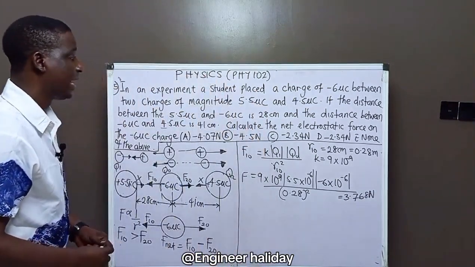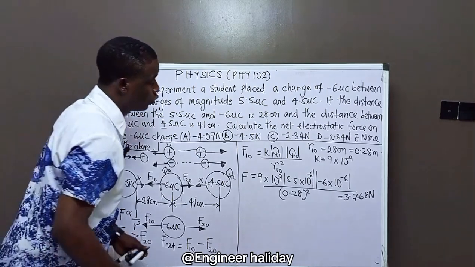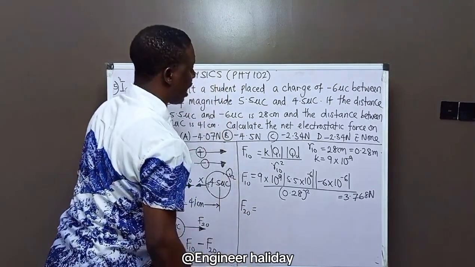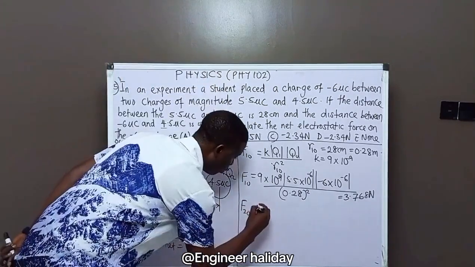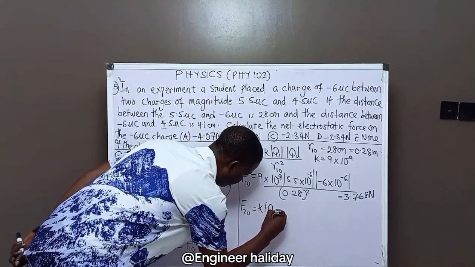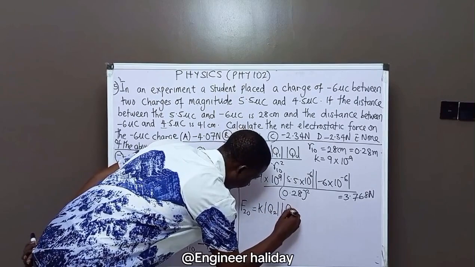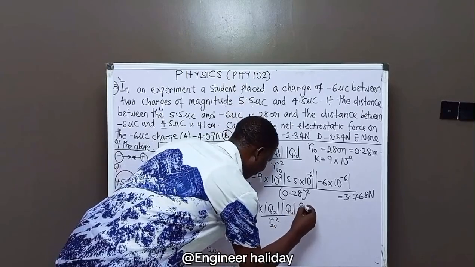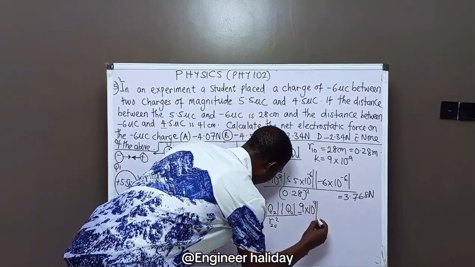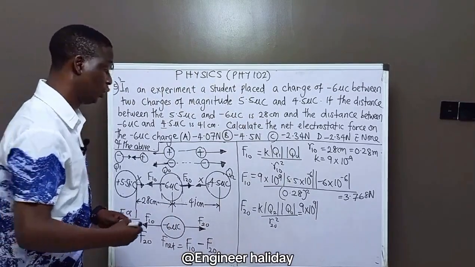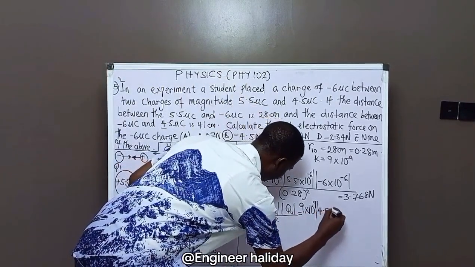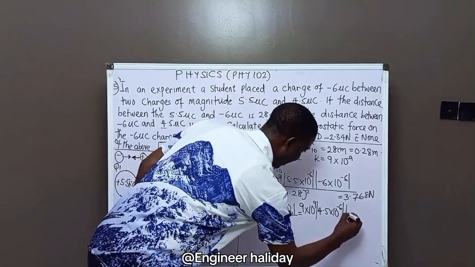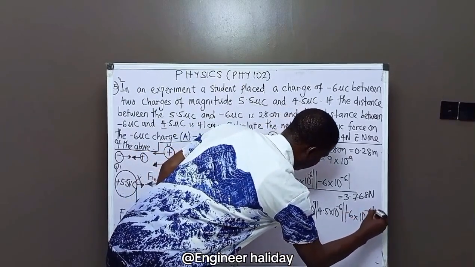Now if you get that one, keep it first. Now what do we do for the second one? This is F10. F20 is what? We take our absolute of that one too. So which is K Q2 Q0 all over R20 square. So what do we have now? We are going to have 9 times 10 power 9. Absolute of Q2. Q2 is 4.5, that's why minus 6. While Q0 still remains minus 6 times 10 power minus 6 microcoulombs.